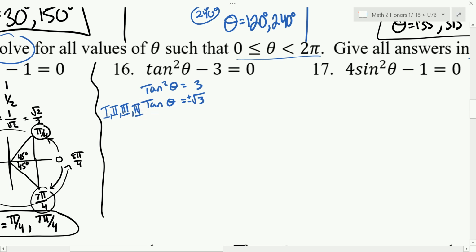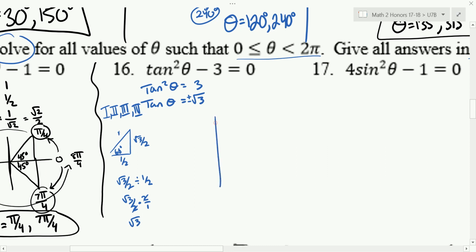All right, now we're after, well, what angle is going to give us root 3? And if we try 60 degrees, we know the sine is root 3 over 2, the cosine is 1/2, and if you try the sine over cosine, you get root 3 over 2 divided by 1/2, or root 3 over 2 times 2 over 1, which reduces to root 3, and so 60 degrees is our reference angle. So you put 60 degrees in all 4 quadrants.